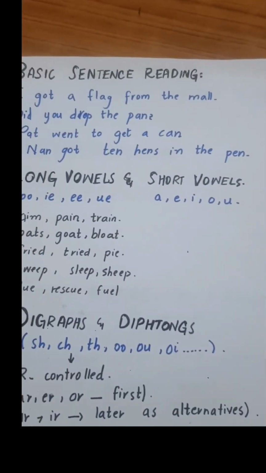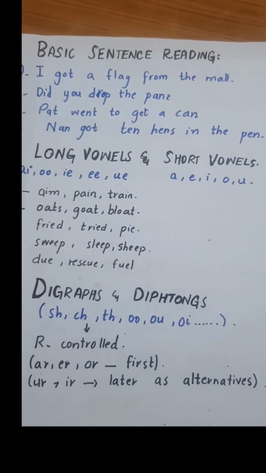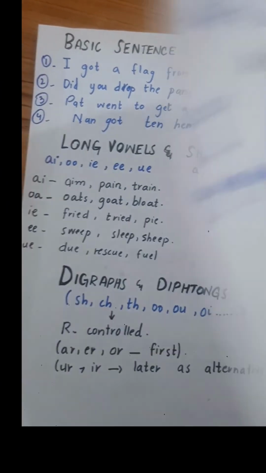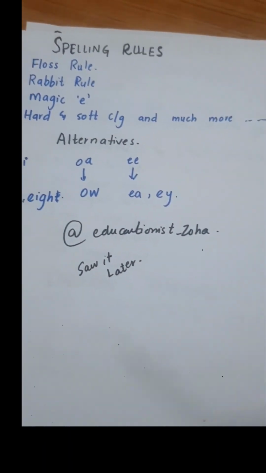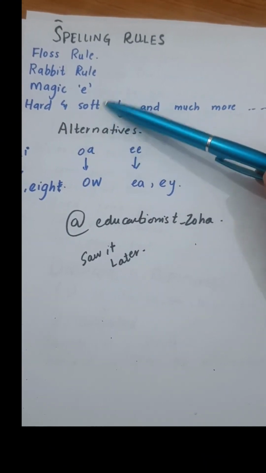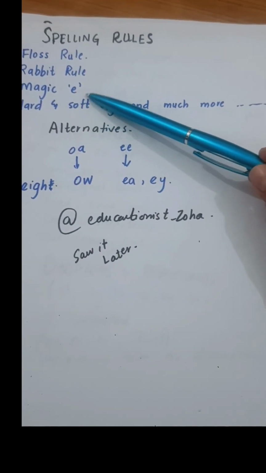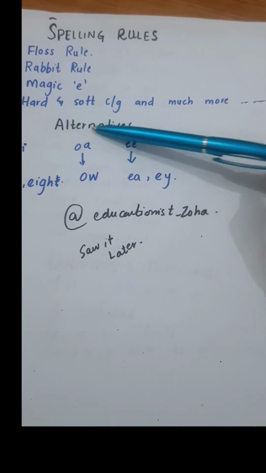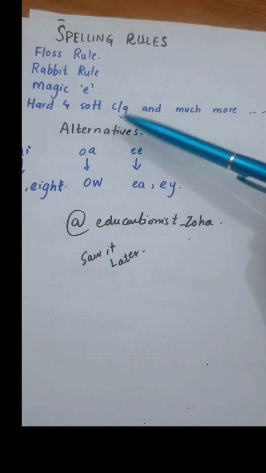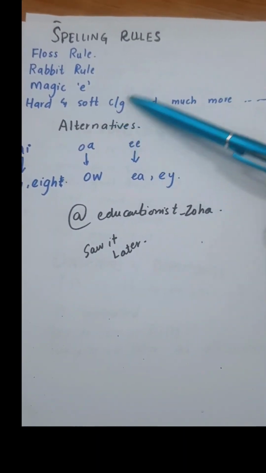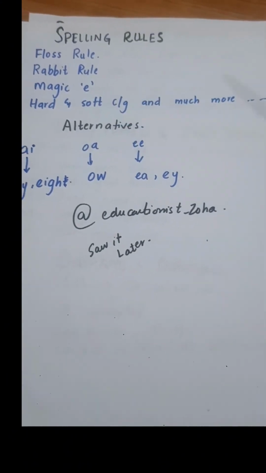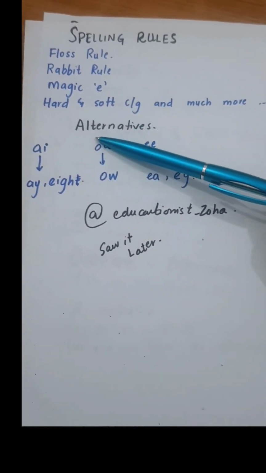Moving to the next step, you teach your child the spelling rules. These are the spelling rules: other than that, the floss rule, rabbit rule, magic E words, the hard and soft C and G combination words, and much more. These are the spelling rules which you must teach your child.